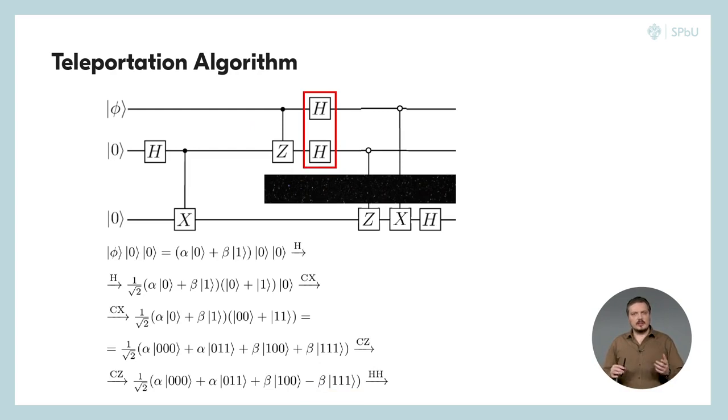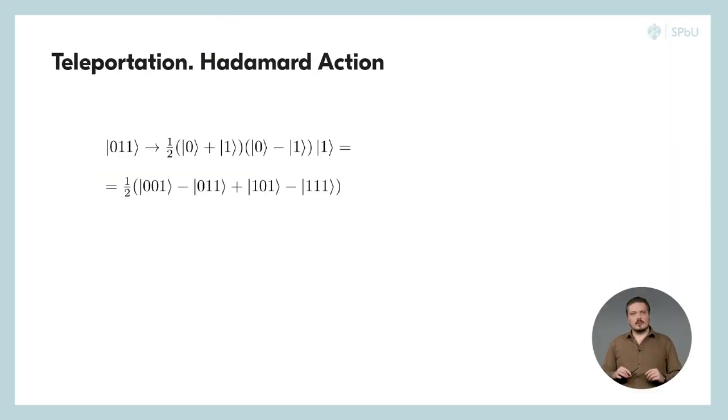The next step of the algorithm prescribes us to apply the Hadamard transform to the first and the second particles. This is not a very challenging task, so I advise you to perform it yourselves. All you need to do is to substitute zeros and ones on the first and the second places of each vector by brackets (0 plus 1) divided by square root of 2 and (0 minus 1) divided by square root of 2. And then open the brackets. For example, the vector 0, 1, 1 is transformed to the expression you can see on the slide.